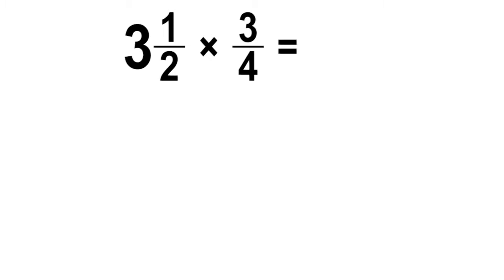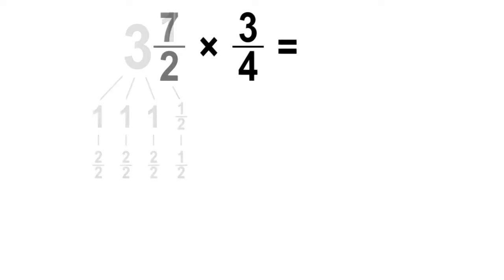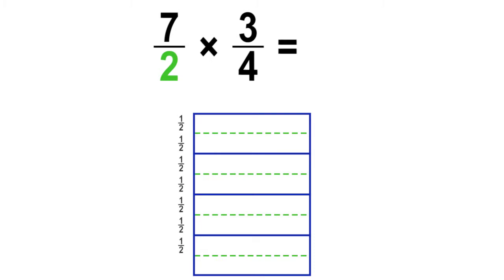Take the first fraction, 3 1/2, which is a mixed number made up of 3 wholes or 6 halves plus another half to equal 7 halves. We will label 7 rows as 1/2 for a total of 7 halves.